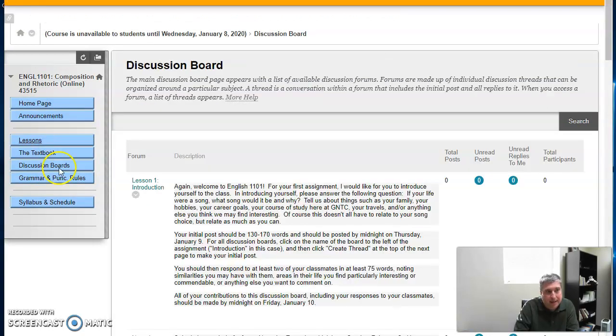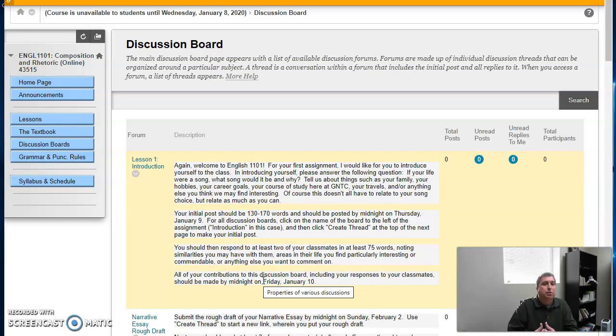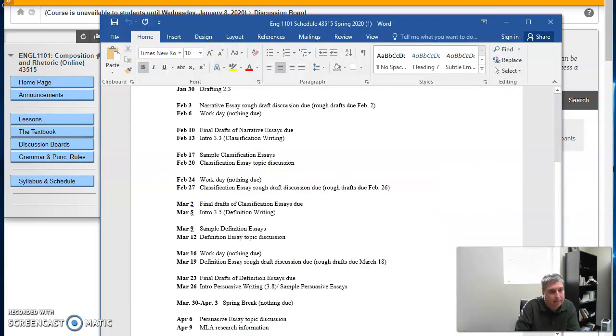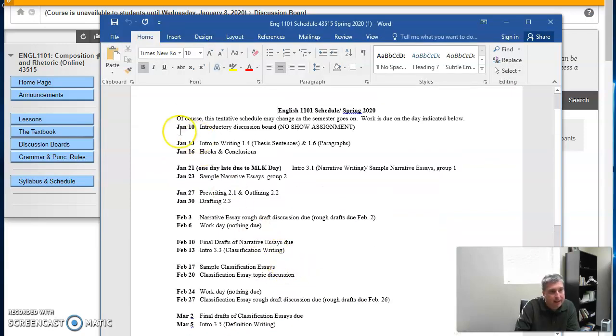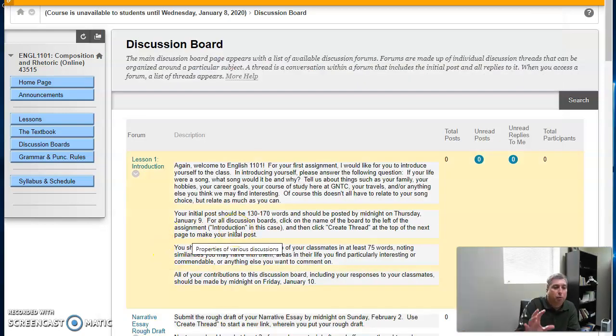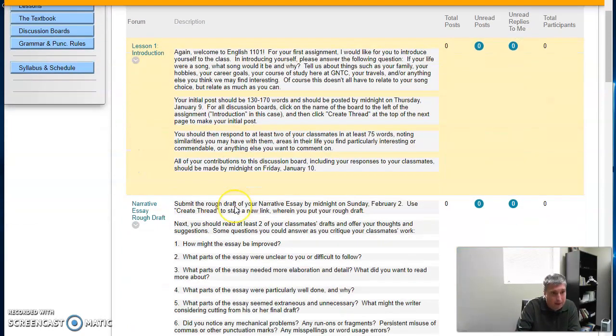Now notice, for discussion boards, anytime there's a discussion board due, your initial post is due the day before the due date. In this case, the schedule says it's due on Friday the 10th. However, your initial post, where you introduce yourself to the class, is due the day before, Thursday the 9th. And the reason we do that, obviously, is that for a discussion post, you need to respond to each other. You need to reply to each other. If we all put it off to the last minute, we wouldn't have anyone to respond to. So you need to get your initial post in the day before and then respond to your classmates by the actual due date.